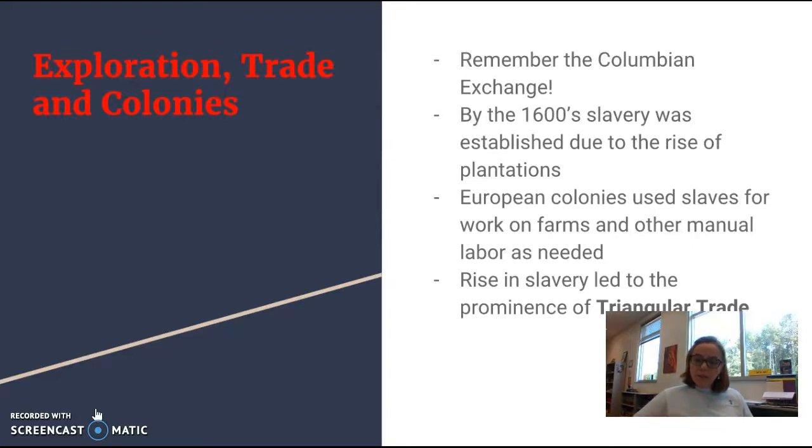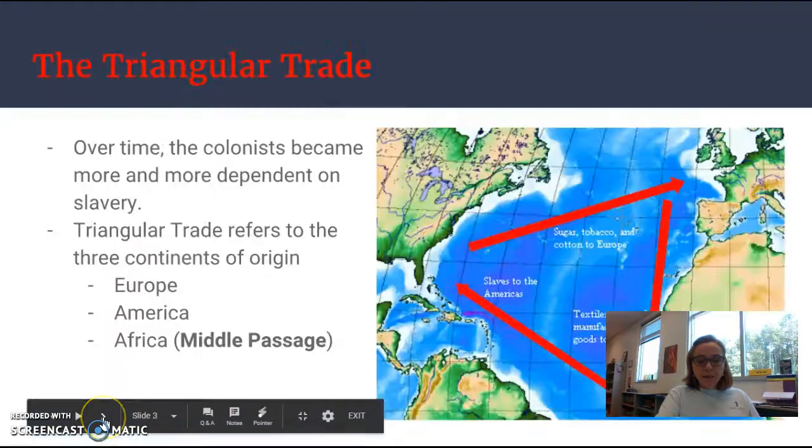European colonies used slaves for work on farms, and they used them as any manual labor that they could find. We know that they had slaves who worked in the homes, in the kitchens, in farming, in logging industry, all kinds of different things like that. And the rise in slavery led to the prominence of something we call the triangular trade. So we're going to look at that on the next slide there.